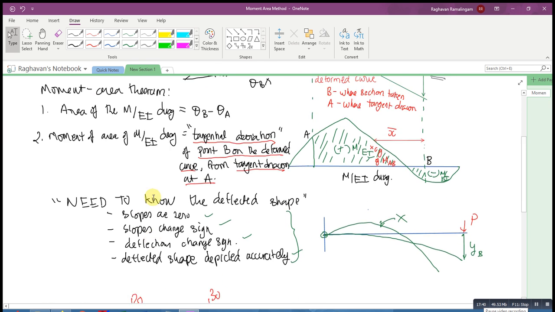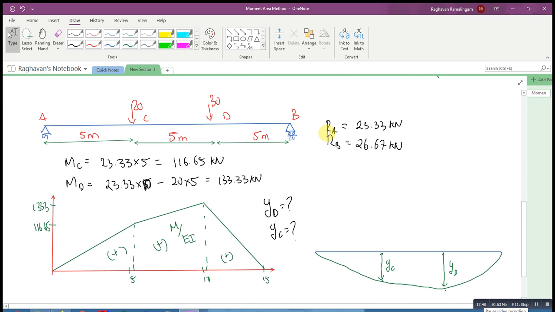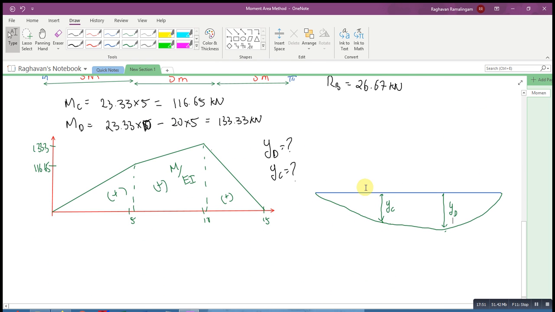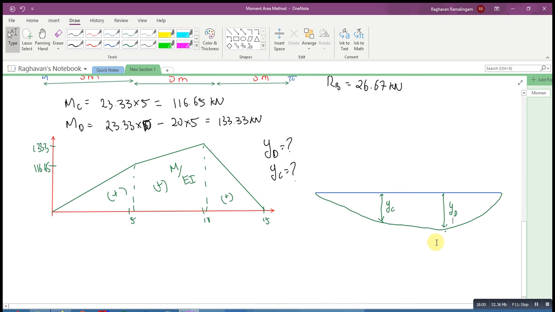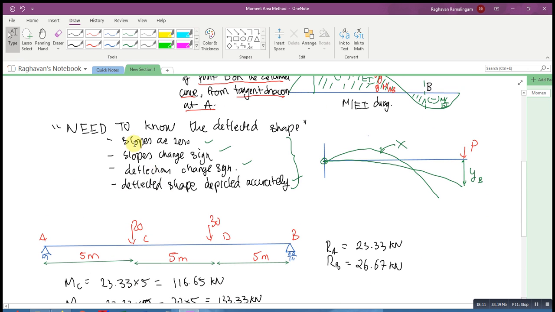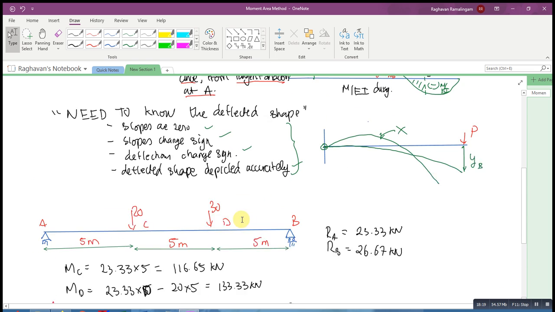So what do I need to do? According to this moment area theorem, I need to get the tangential deviation of point B on the deformed curve from the tangent drawn at A. B should be chosen as the location. In this case, what do I know? I actually do not know anything, right? What do I look for? I look for, is there any place where the slope is zero? The slope is going to be zero wherever the deflection is maximum, which might be probably somewhere in between C and D. I am not sure of that. I don't know where the slope is going to be zero. I don't think the slope is going to change sign anywhere. Deflections are not going to change sign anywhere.